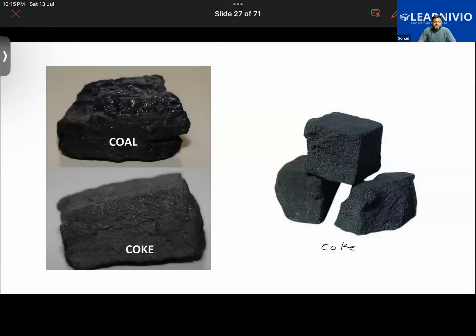And is it a better fuel than coal? Coke, is it a better fuel than coal? Although it is obtained from coal, but is it a better fuel than coal or not, Aisha? Is this coke a better fuel than this coal? If yes, how? If no, why?